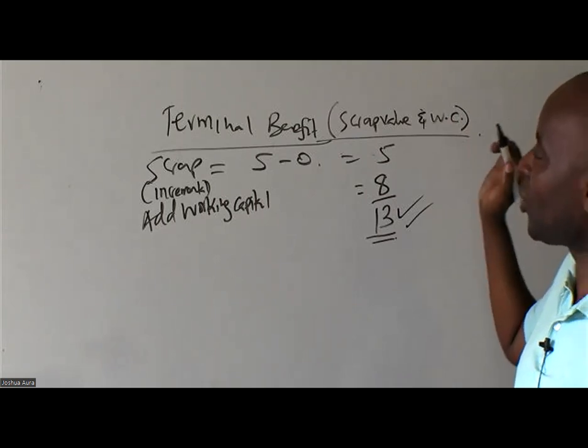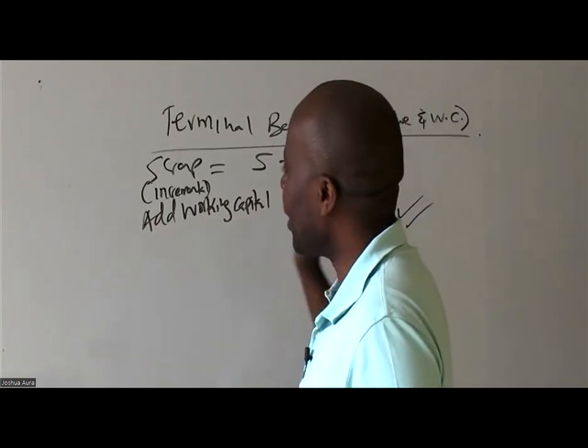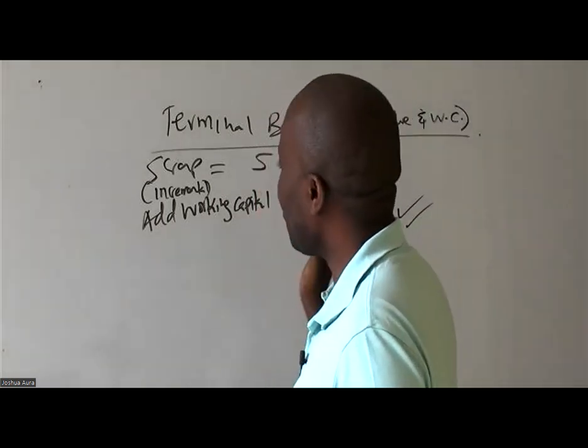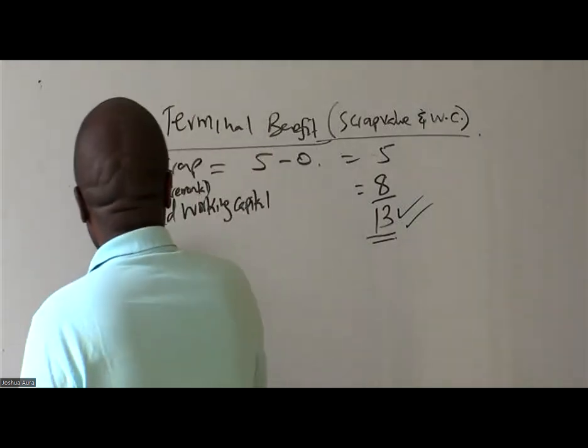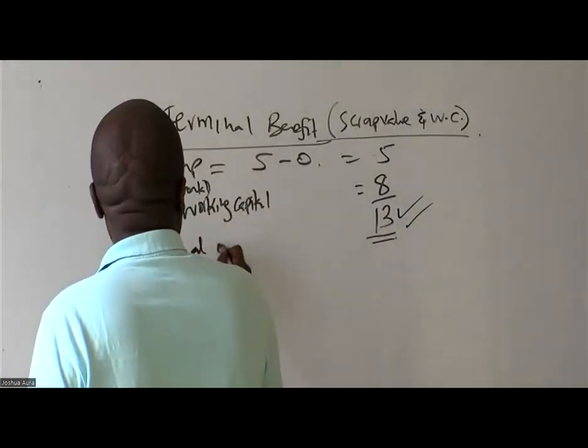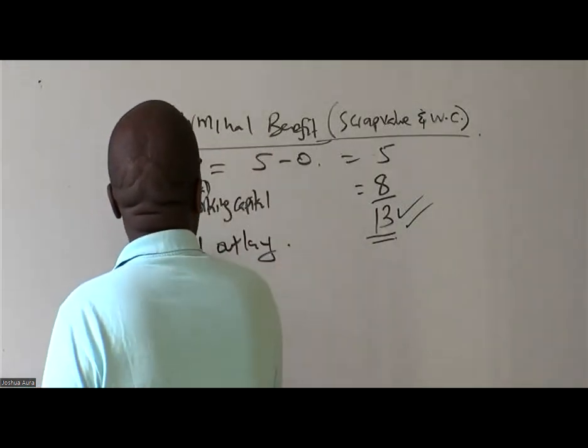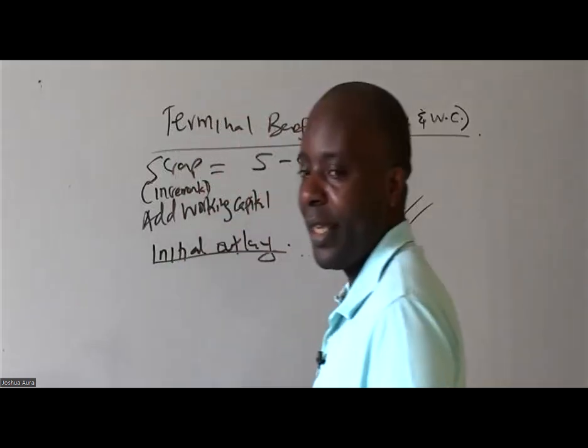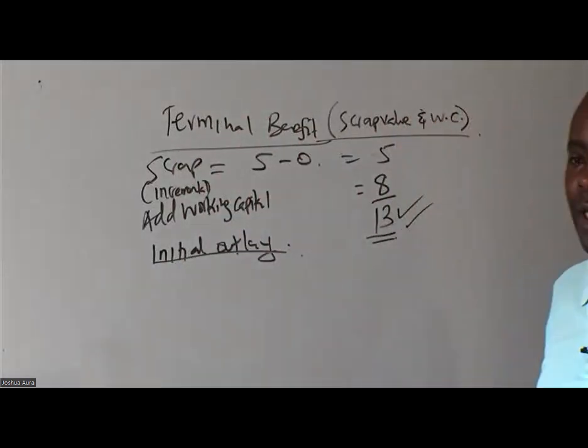Now we go to the last working, which is the cash flow at the beginning. Cash flow needed at the beginning. So please come here and give us the initial outlay. And here is where most students don't get it. Initial outlay is the problem.